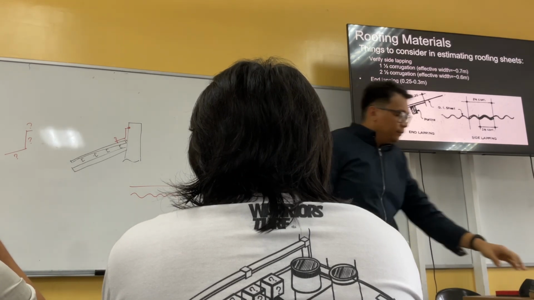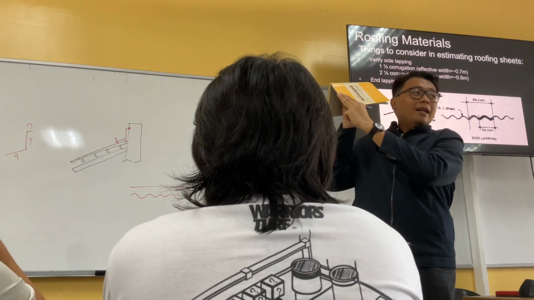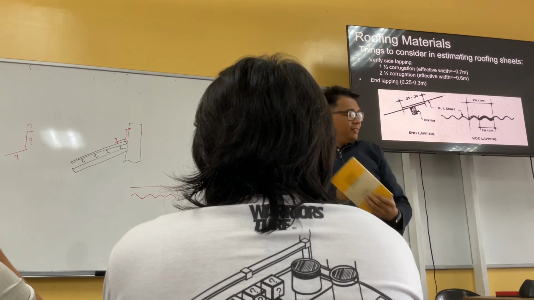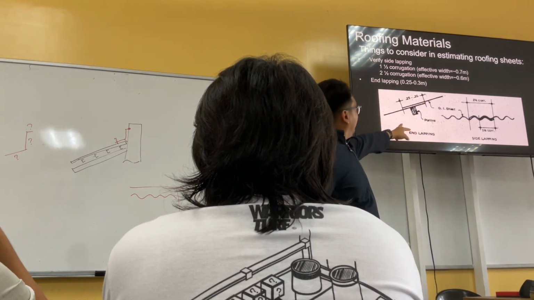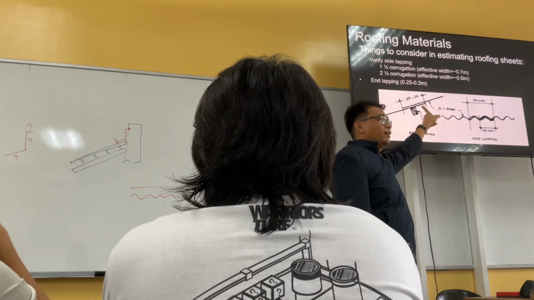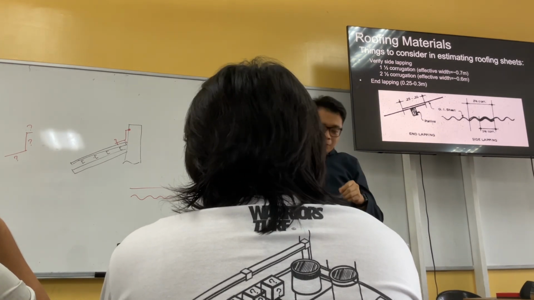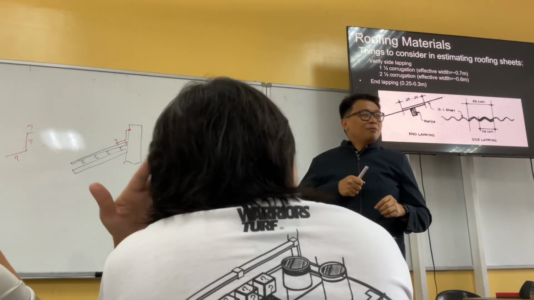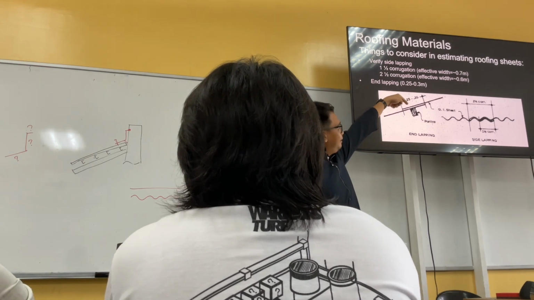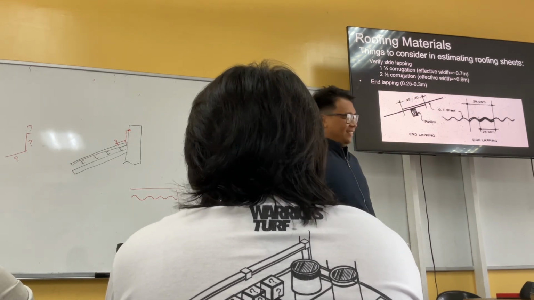So for the end lapping, the side lapping goes in one direction, right? And the end lapping goes in another. The distance of this end lapping ranges from 0.25 meters to 0.3 meters. And make sure underneath your end lapping, the purlins are supporting it, since the sheets need to be fastened there.